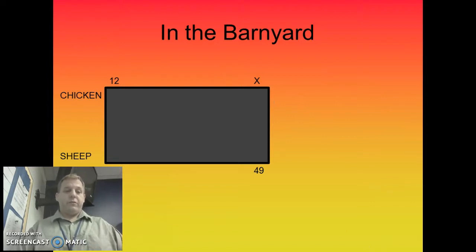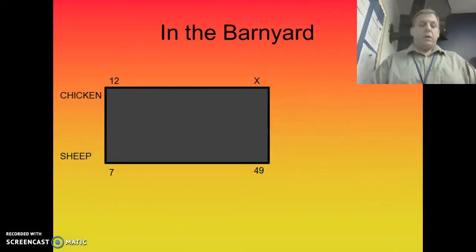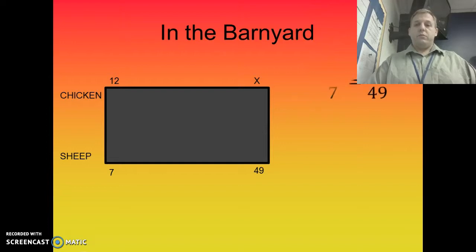So I set up my ratio of, let's try this, let's see if this is better, of 12 chicken to 7 sheep. And then I want to know how many chicken are there if there are 49 sheep. So that's not better.